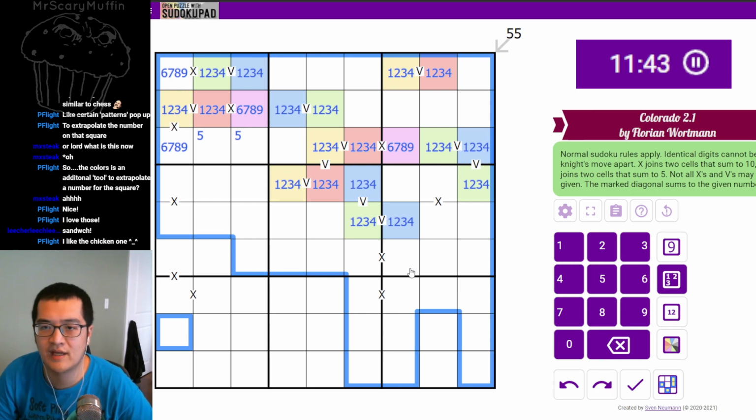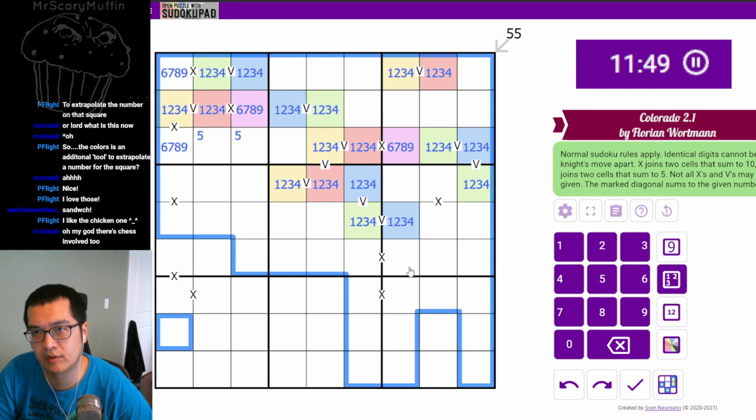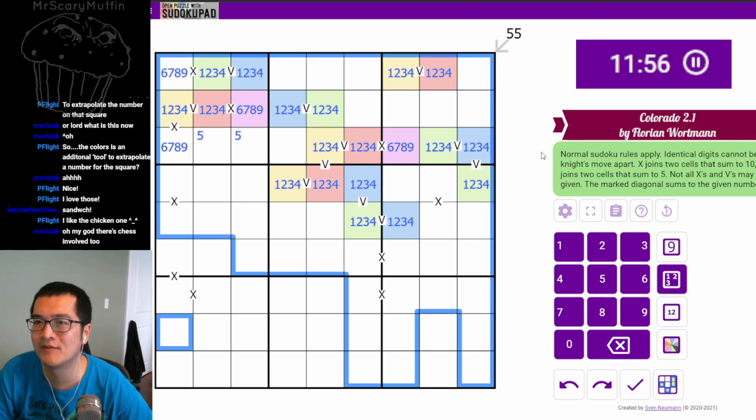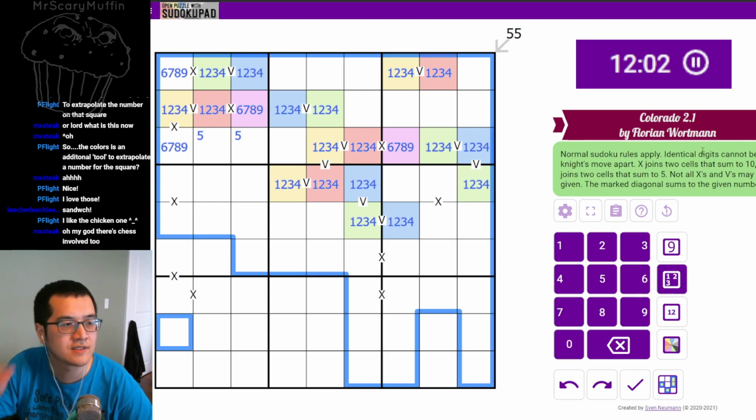So it just adds a little extra wrinkle to certain things. But it doesn't look like we can put another blue anywhere on the grid here. Yes, this is a combination chess Sudoku with XVs. I think it's just chess and XVs. It's called Colorado 2.1. I wonder why that is.